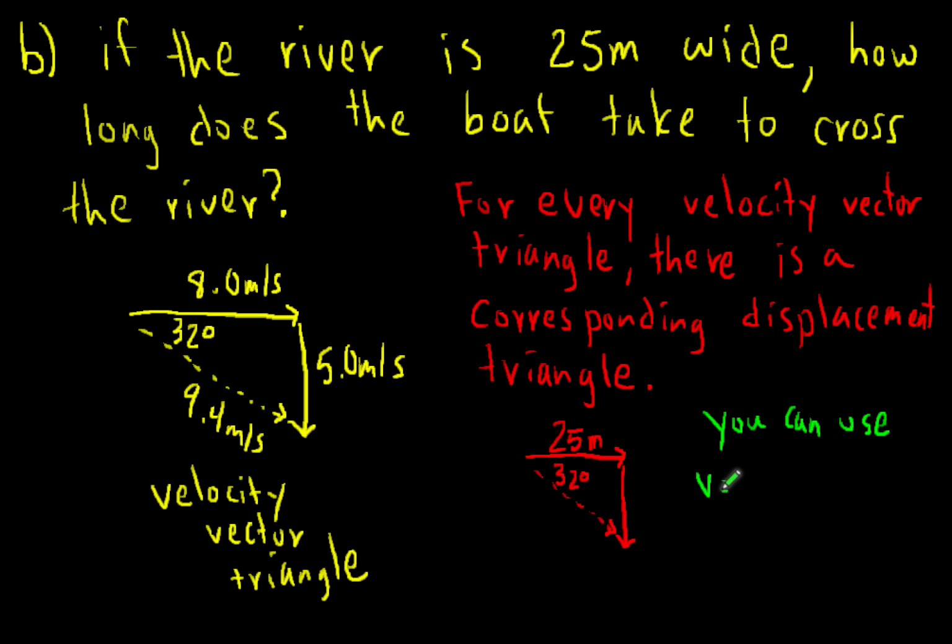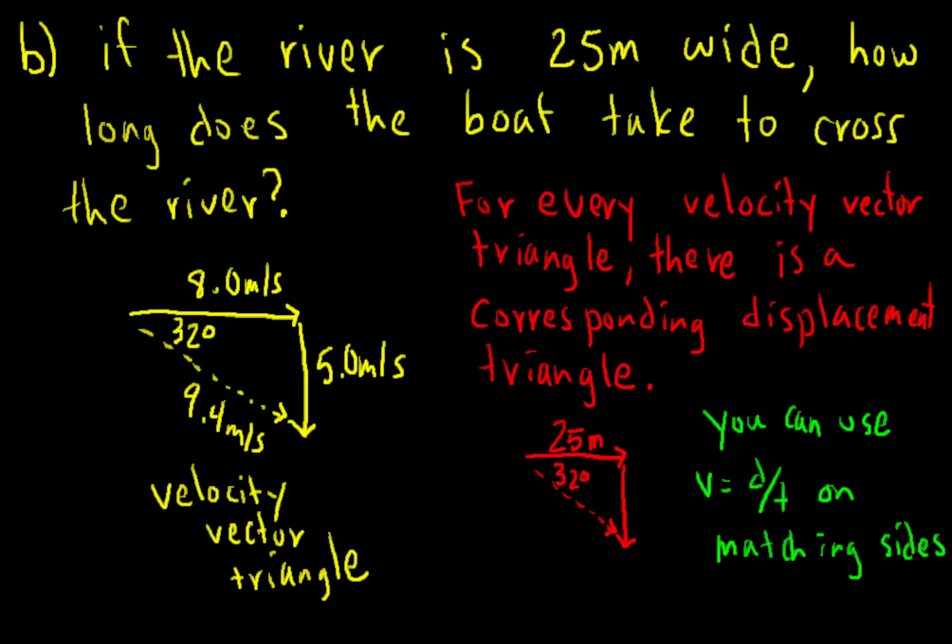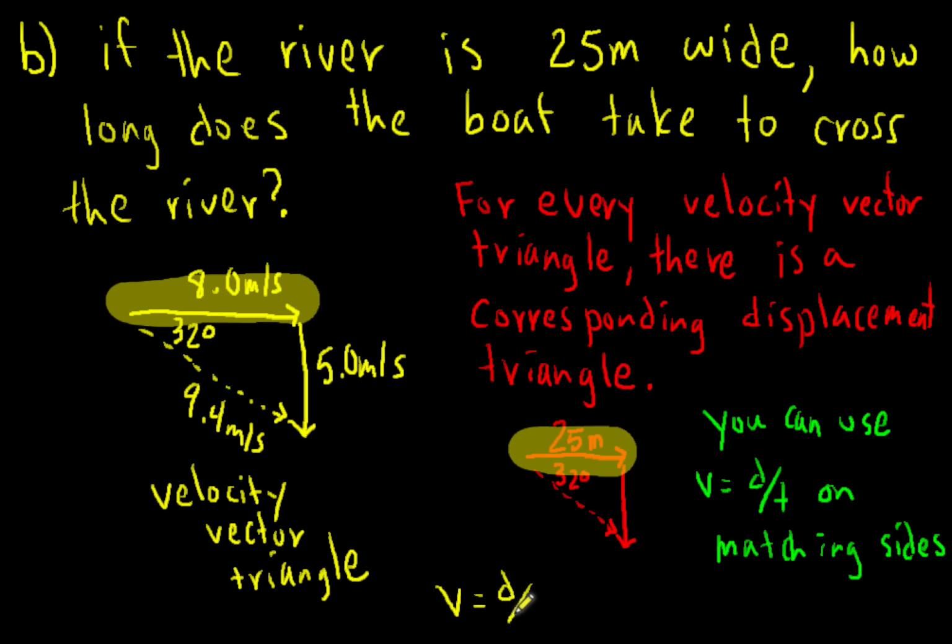You can use the formula v equals d over t, because we're talking about constant velocity here, on matching sides of the 2 triangles. So for example, the 2 horizontal sides are matching sides. The 8 meters per second matches the 25 meters. For this reason, we can use v equals d over t to find t. t is d over v. It's 25 meters divided by 8 meters per second, which gives us 3.1 seconds.